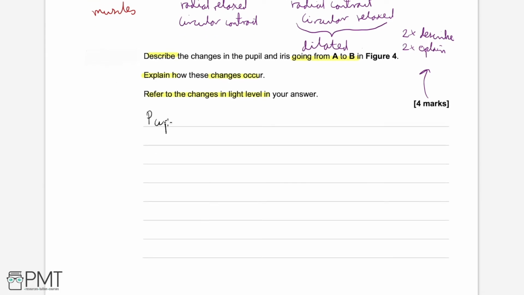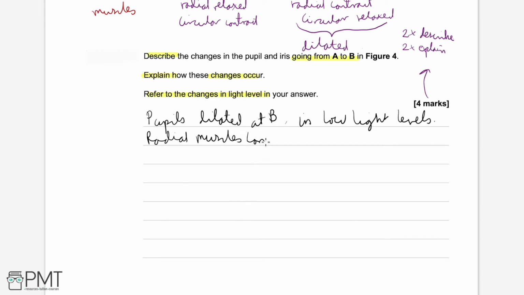First of all, we're going to state what has happened. So the pupil is dilated at B. As it mentions in the question, we need to refer to the change in light level. So as it states in the question, this happened in low light levels. So that'll be our second point. Now we need to explain what causes this. Well, first of all, the radial muscles contract, and then the circular muscles relax. So let's have a look at the 4 marks. First of all, the pupil is dilated at B gains 1 mark.